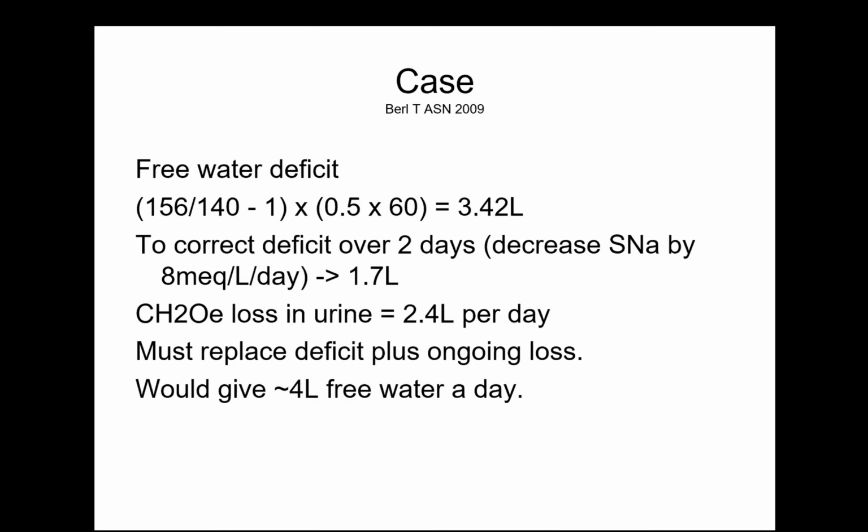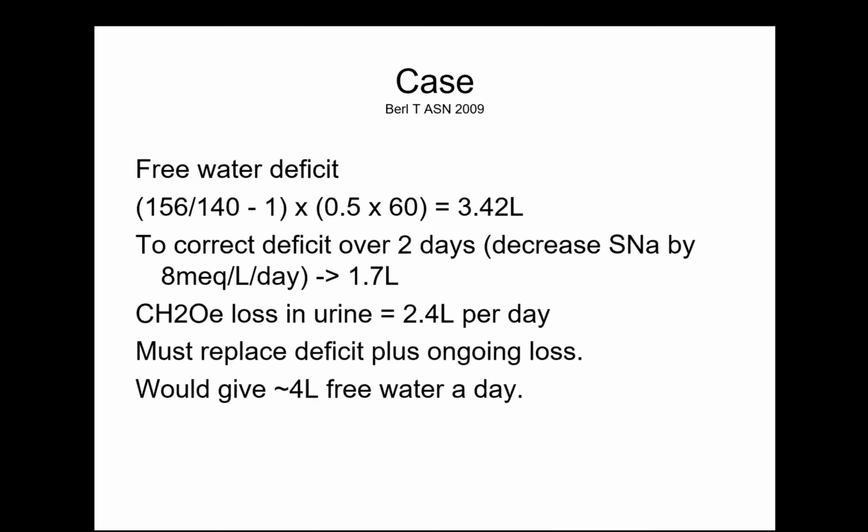156 over 1 over 140 minus 1 times the total body water. So her free water deficit is 3.42 liters. But just giving that back, that 3.42 liters, is not going to do enough because, as we said, she keeps losing 2.4 liters per day. So you need to give the deficit plus the ongoing losses back to her in order to correct her sodium. And if she's having fever, you may need to add back more for insensible losses.